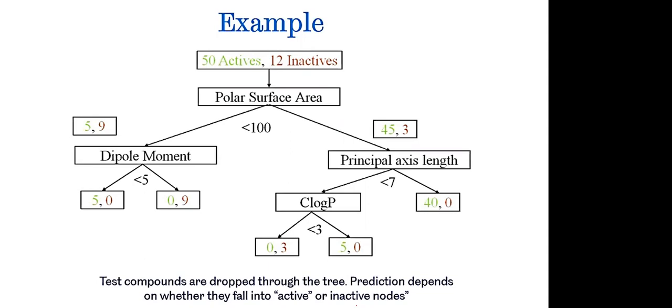For compounds with the principal axis length, actives were 45 and inactives were 3, and then C log P. The compounds with principal axis length less than 7 is 3. And again from the 45, the compounds having C log P less than 3 is 0, and greater than 3 is 5. Like this, it will split based on some other property. Again it will combine and split to build the decision tree, such that more compounds can be dropped out from the tree and a smaller number of compounds can be retrieved.